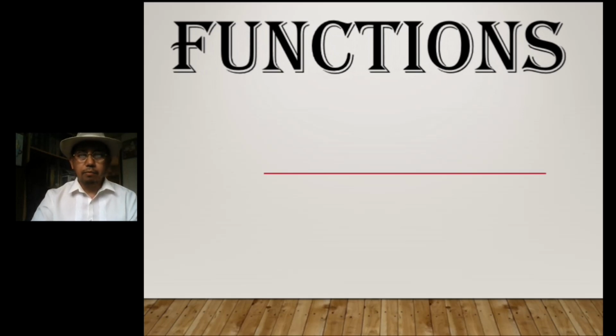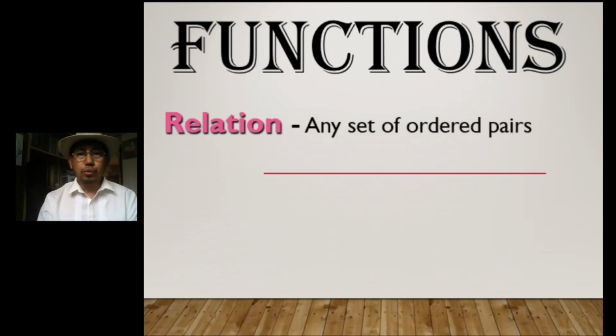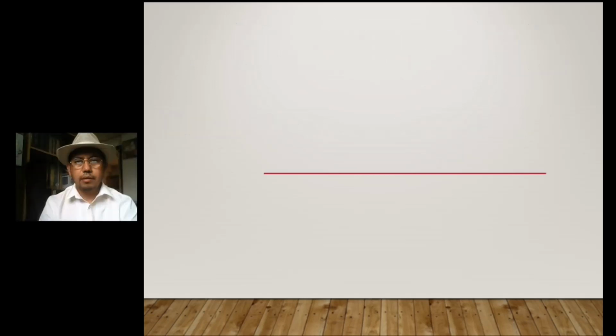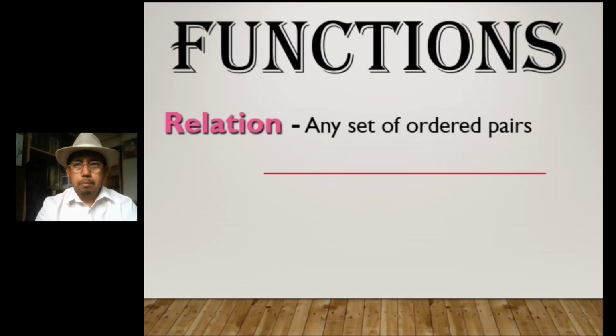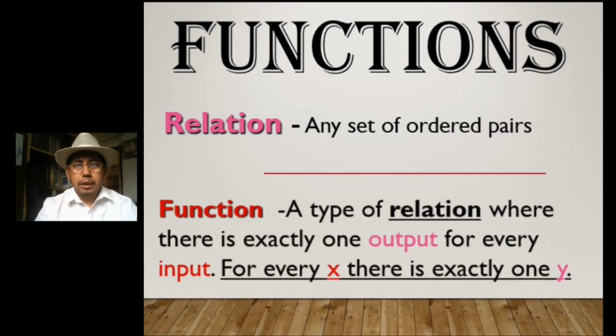For us to have an in-depth understanding of this lesson, we need to define the term relation. Now, what is meant by relation? A relation is a set of ordered pairs. What do we mean by pairs? Of course, these are pairs of numbers, represented by the x and y. Another term is function. A function is a type of relation where there is exactly one output for every input. For every x, there is exactly one y.